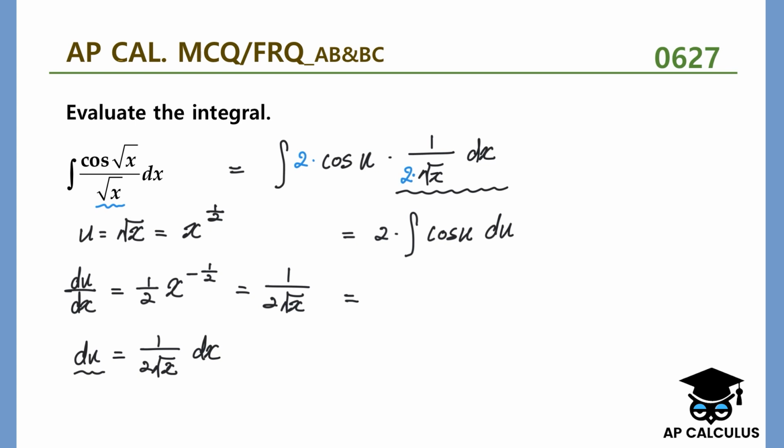So that is equal to 2 times antiderivative of cosine is sine, right? So derivative of sine is equal to cosine. Sine u plus c. So far so good. So that is equal to 2 times sine u. U was originally square root of x, right? So 2 times sine square root of x plus c. That's our answer.